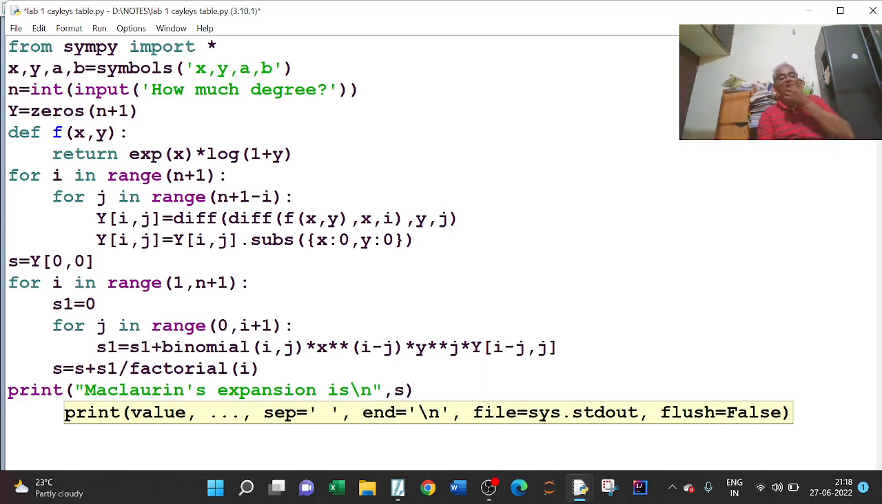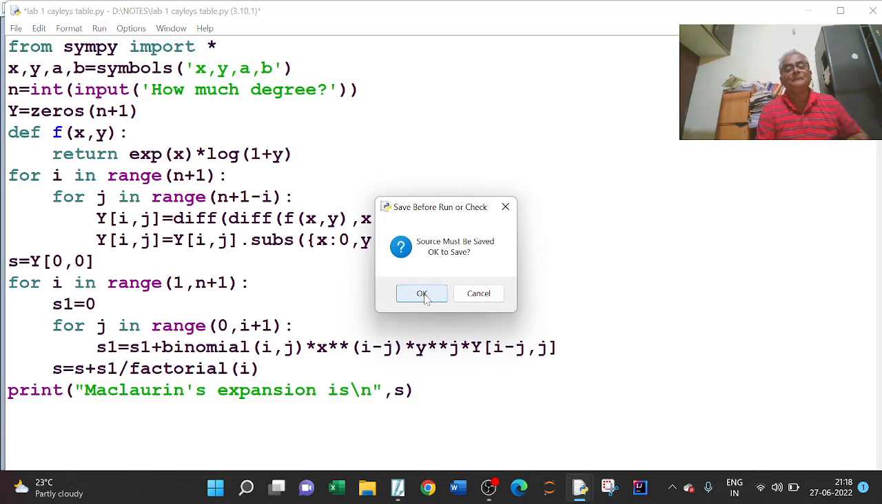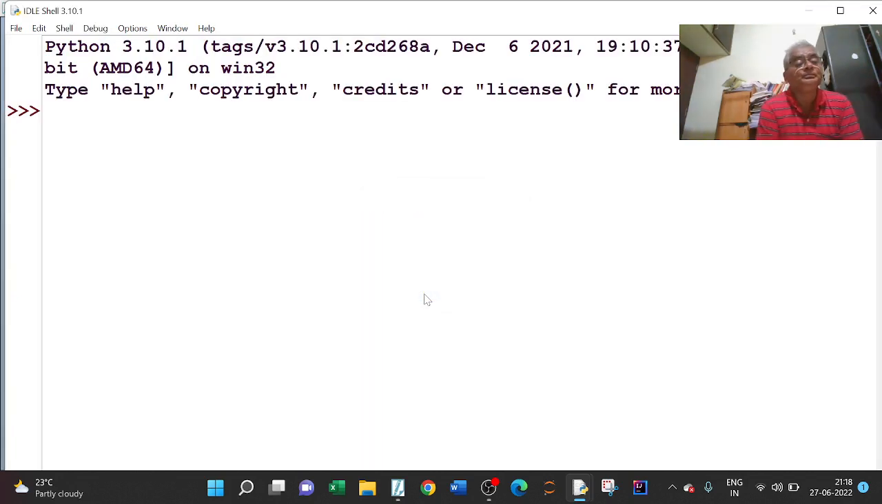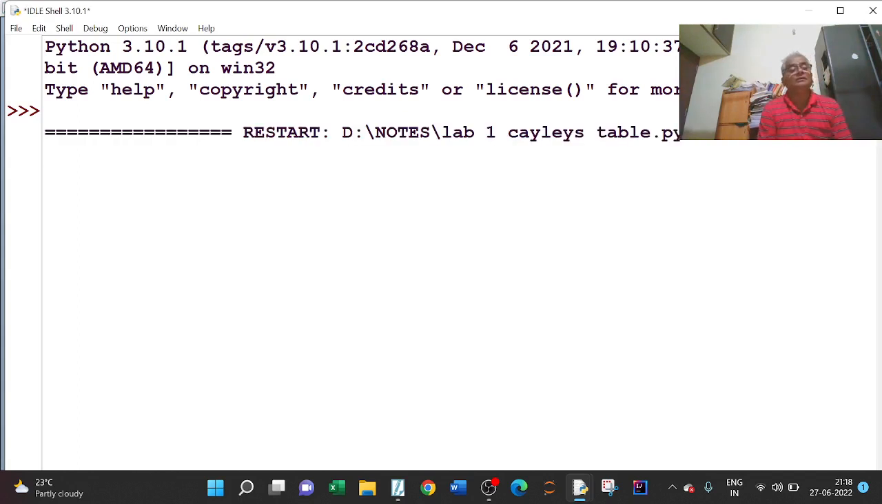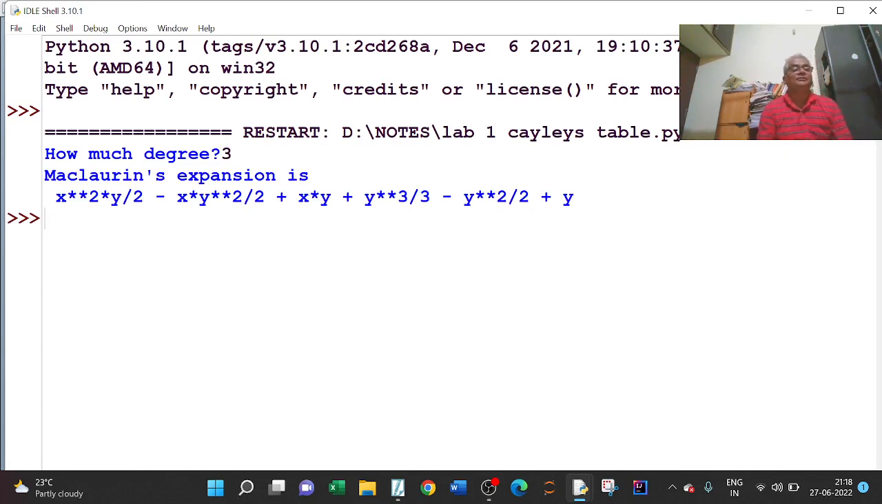Now I think everything is correct. Let me run this program. How much degree? So let me take degree equal to 3. I will type 3 and press the enter button. So this is our Maclaurin's series, okay.